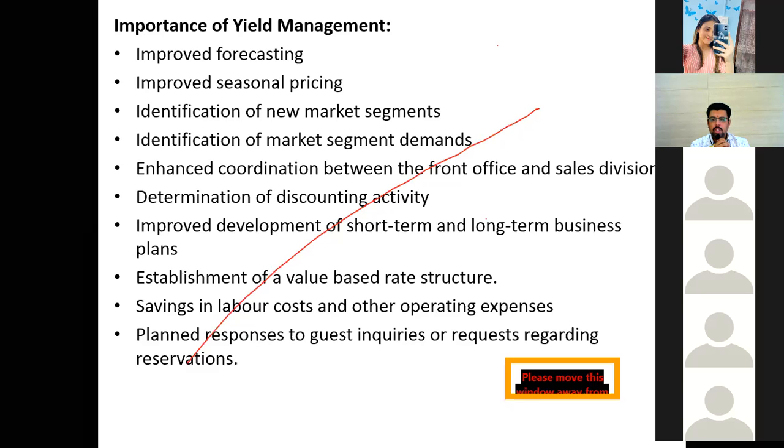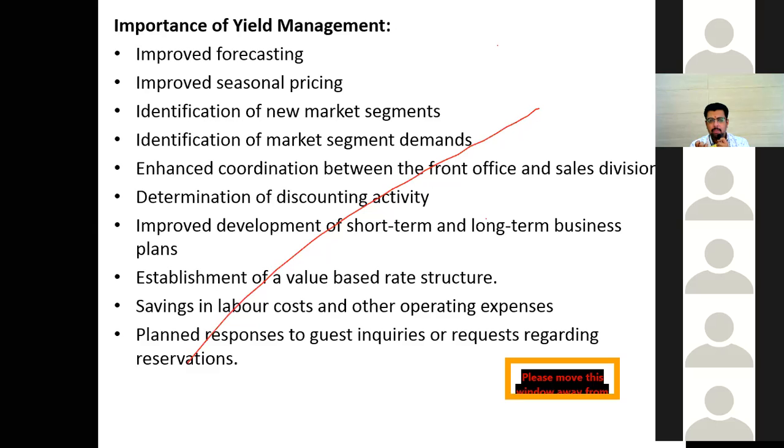So you need to determine the discounting activity and improve the development of short term and long term business plans. How are you going to improve your long term and short term businesses? Short term plans are only for profit making, and long term business strategies are for maintaining a good relationship between you and your end users. Okay, so that is the point. Establishment of a value based rate structure. Then savings in labor costs and other operating expenses.